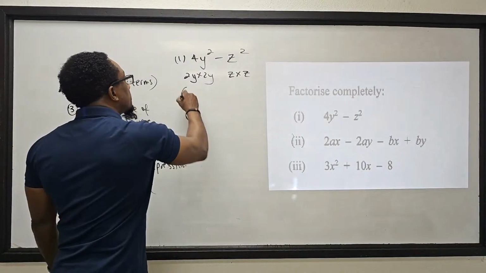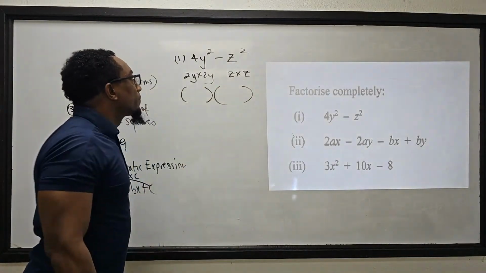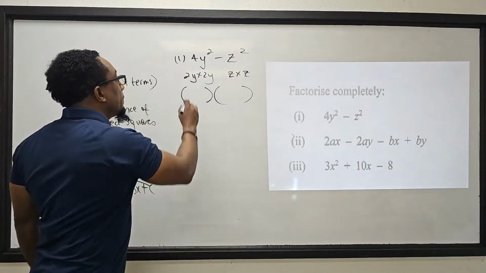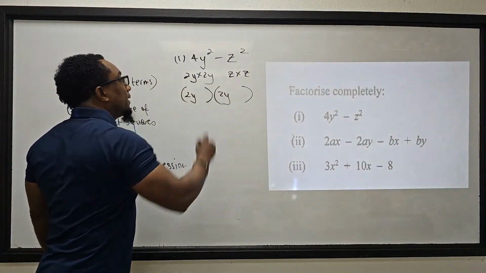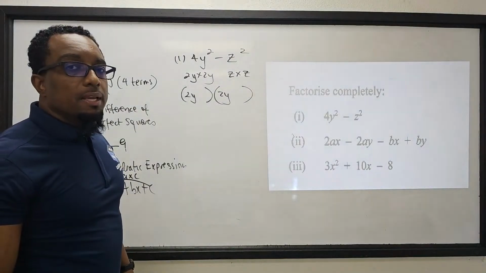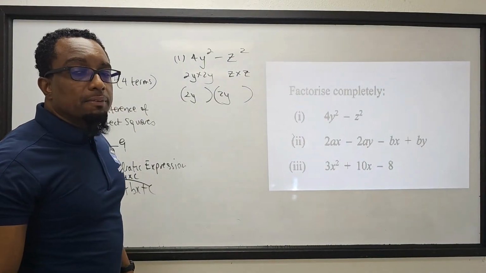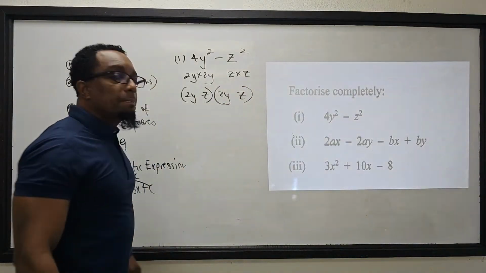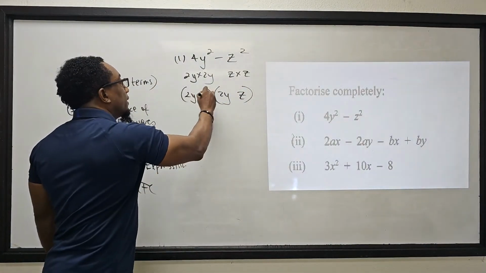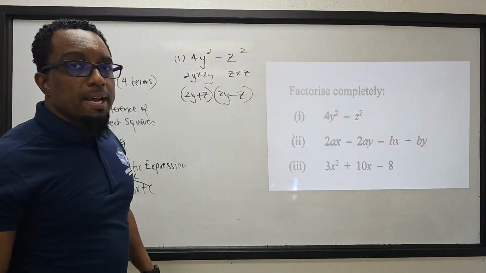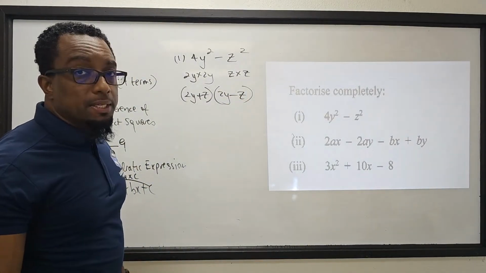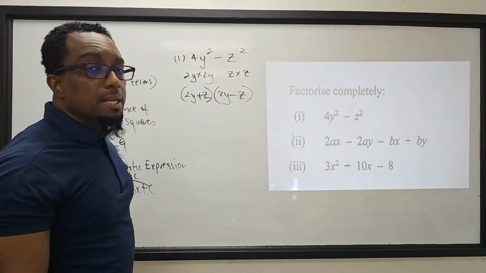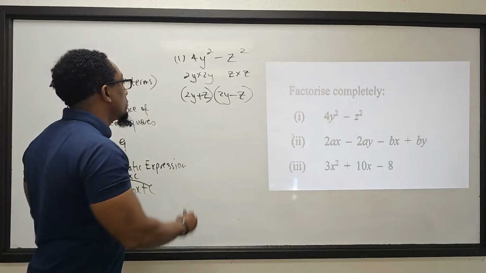Then you put your two sets of brackets. Because 4y squared leads, the factors of 4y squared will be placed first in each bracket. And because z squared is after, the factors of z squared will be written next. And you separate with a plus in one and a minus in the other. You can have minus first, plus sign after. It doesn't matter the order. So you have factorized it, you have represented it as a product of factors. Let's look at part 2.